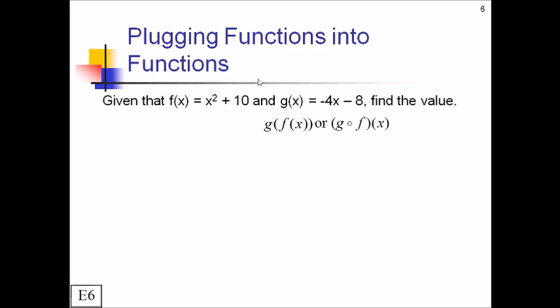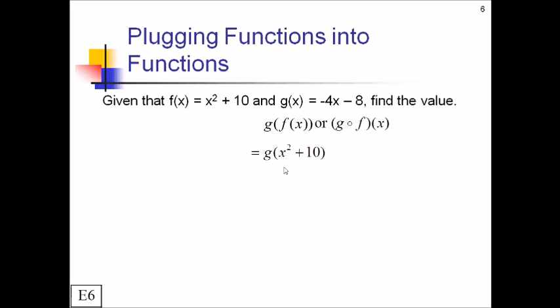F of x is just x squared plus 10. They gave it to you. They literally said f of x equals this junk over here. So instead of writing g of f of x, you can immediately write g of whatever this stuff over here is, x squared plus 10. Now that's the easy part.